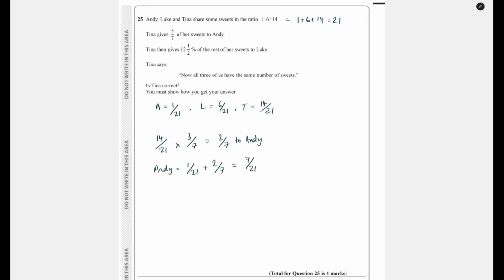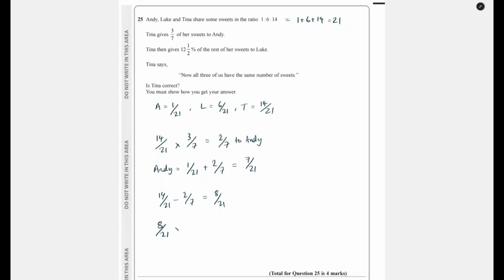Tina then gives 12.5% of the rest of her sweets to Luke. And so she had 14/21. She gave 2/7 to Andy. And so she's left with 8/21. And that's after she's given her sweets to Andy. Now she gives 12.5% to Luke.